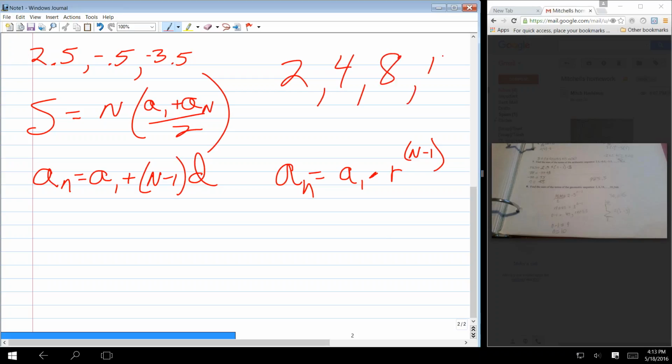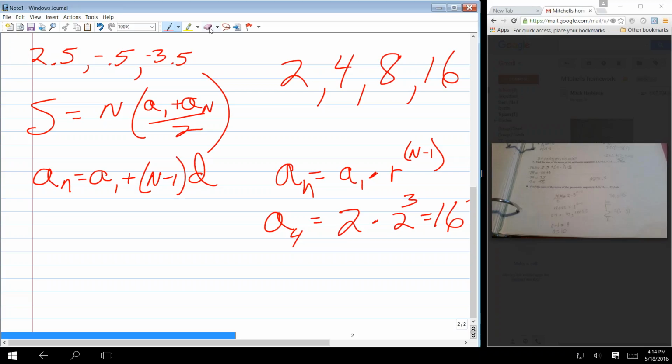I'll write 4 terms out. See if you can figure out what the 4th term is. If this is not the correct formula, it won't be 16. If it's 16, we got the correct formula. So what is a sub 4? It would be 2 times 2 to the third, 16. We got it right.